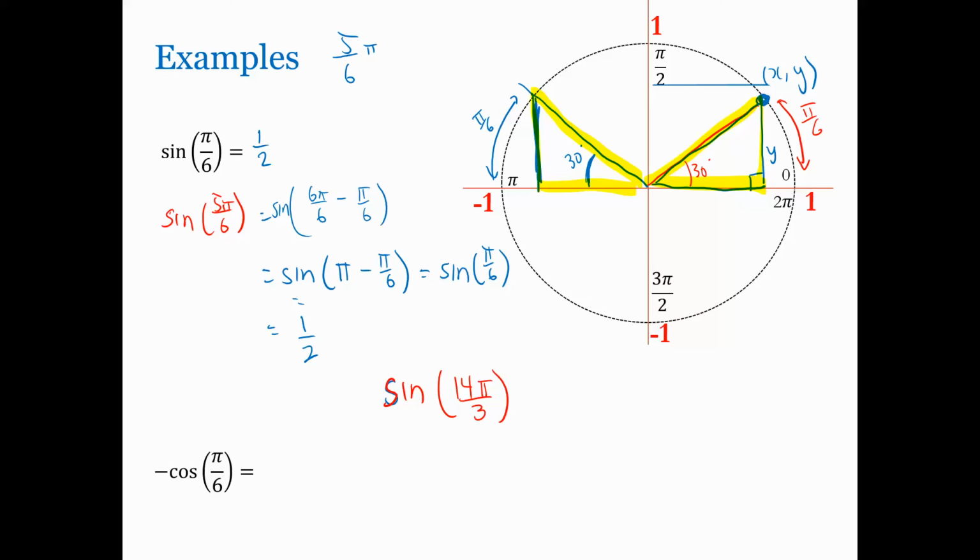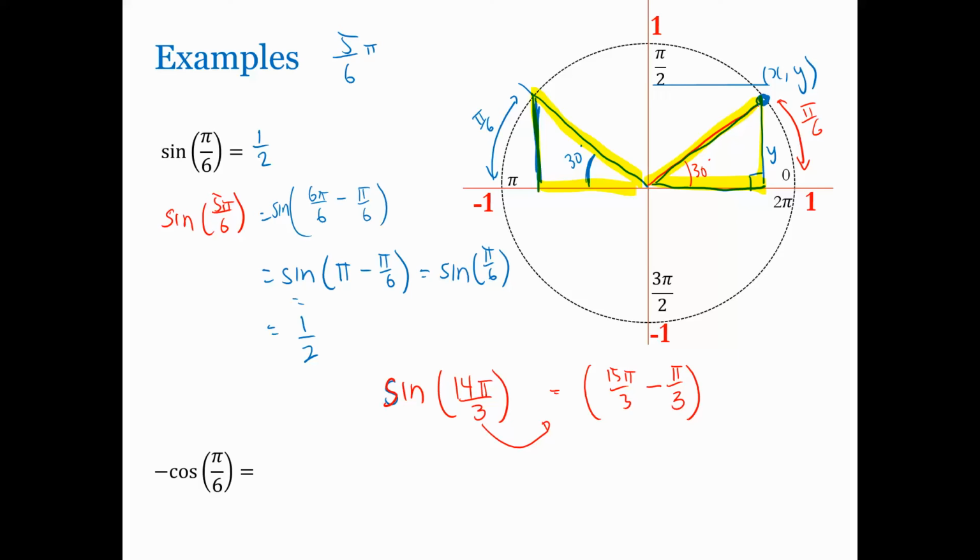Now, another way of writing 14 pi on 3, I can rewrite this as 15 pi on 3. Why did I choose 15 pi on 3? What's 15 pi on 3? It's 5. And I know where 5 pi is. Any whole pi's I know. Now 15 pi on 3, how do I get down to 14? I'd have to subtract 1 pi on 3.